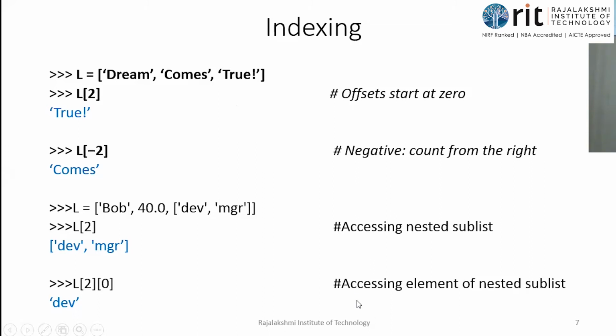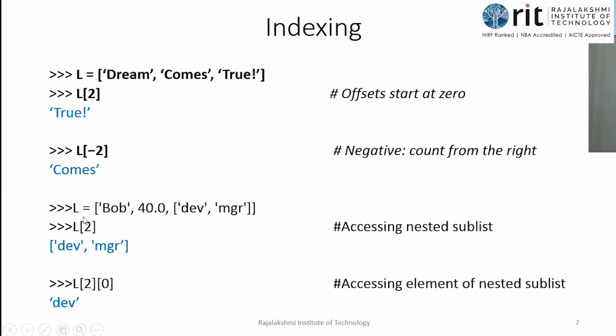Okay, I've put comments here. Even if you look at my PPT, I've given the comments so that you can understand how you got that answer. Comments are basically for that only. So, third example: L is equal to Bob, 40.0, Dave, MGR. This was the example we saw for creation of the list, isn't it?